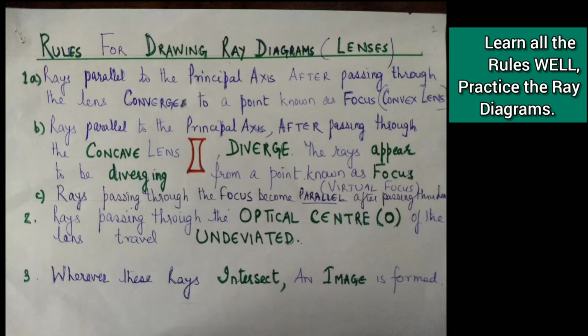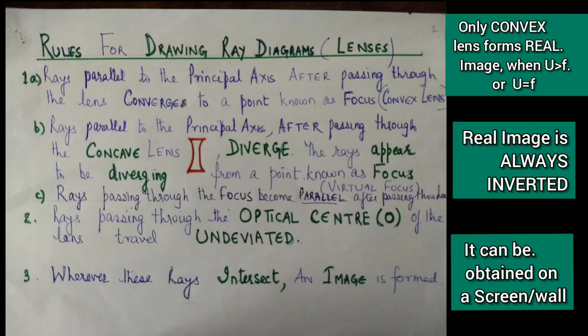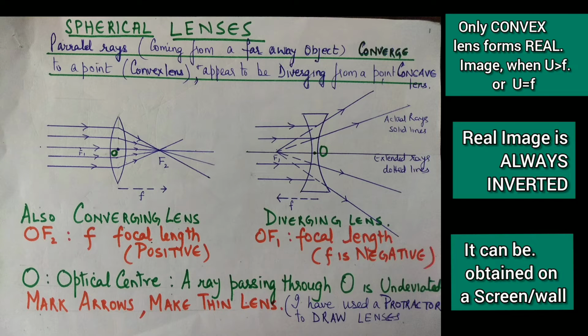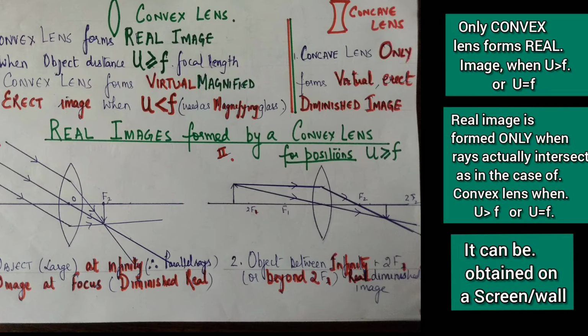A ray parallel to the principal axis, after passing through the lens, converges for a convex lens and diverges for a concave lens, and appears to be coming from the focus. A ray parallel to the principal axis always passes through the focus on the other side. It is refraction. Now, there is the point known as the optical center. A ray passing through the optical center does not deviate. It passes undeviated. So wherever these rays meet, you get an image.